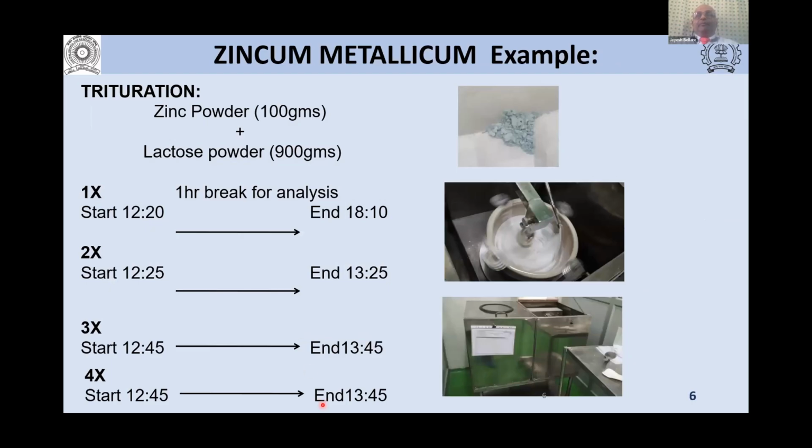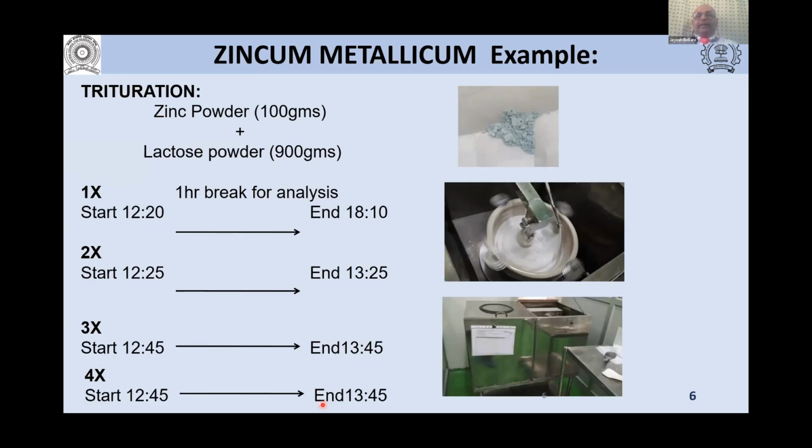Here is an overview of the preparation process, and here we take the example of Zincum metallicum. The homeopathic medicine manufactured by the new method is very analogous to the traditional, conventional method specified in most pharmacopoeia.